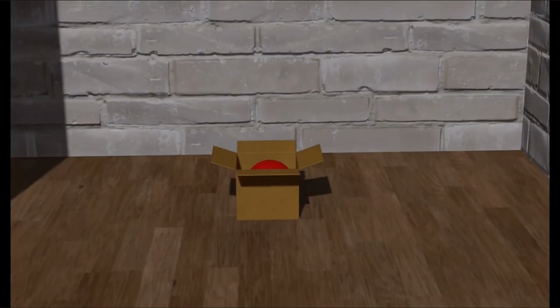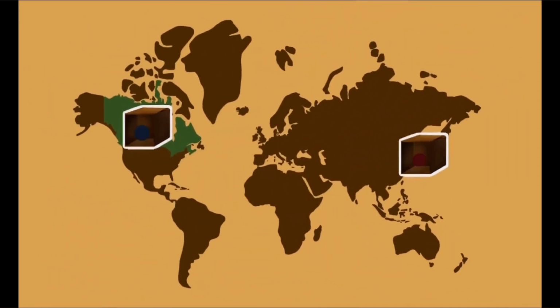You observe your ball in Japan and it's red. And although you haven't seen the particle in Canada, you know that it's also red because of the entanglement. This is also how quantum computers work.